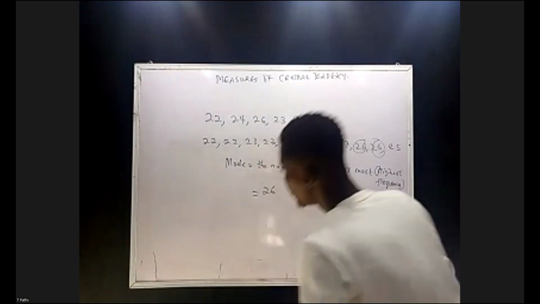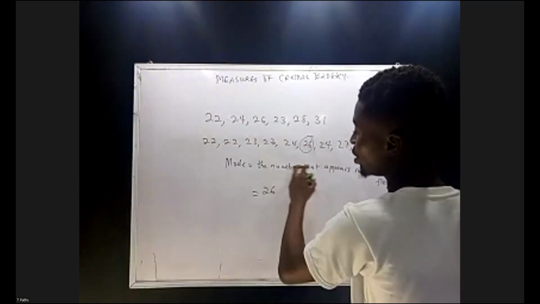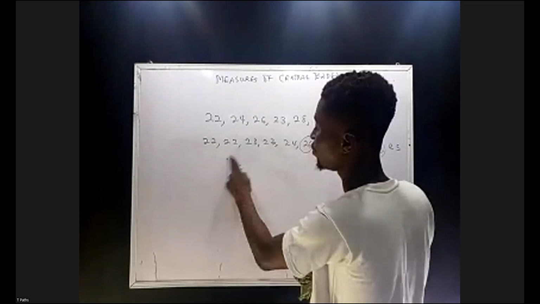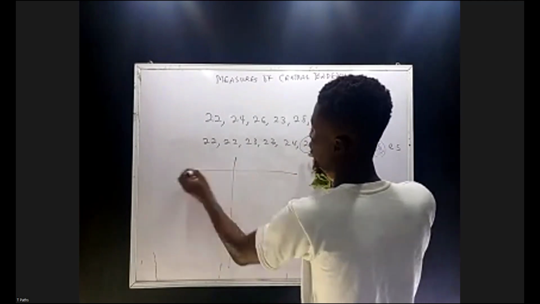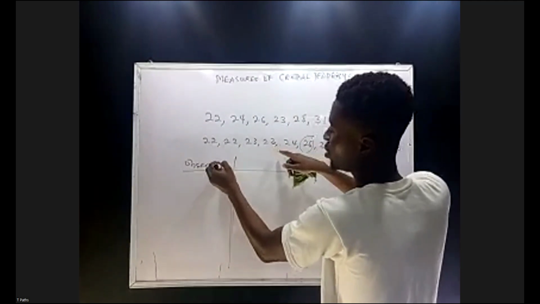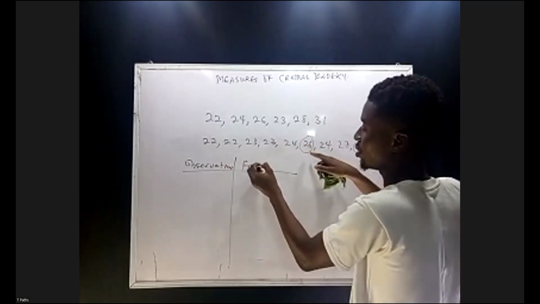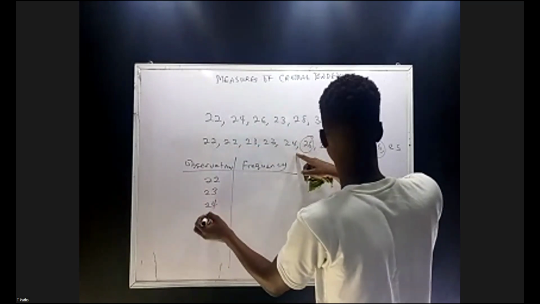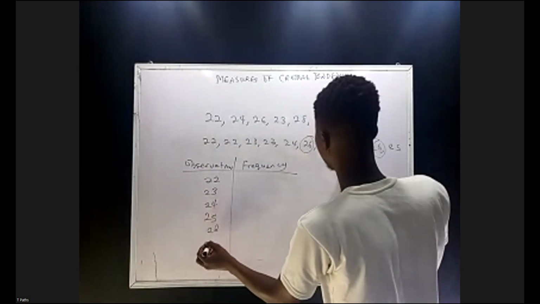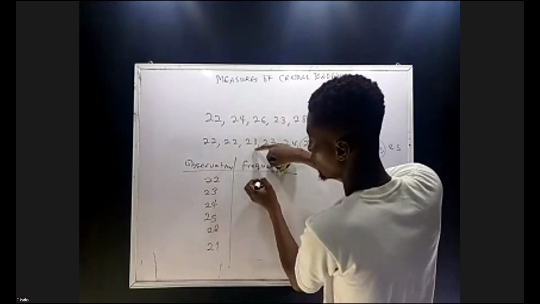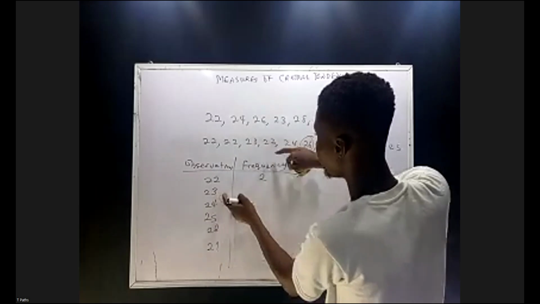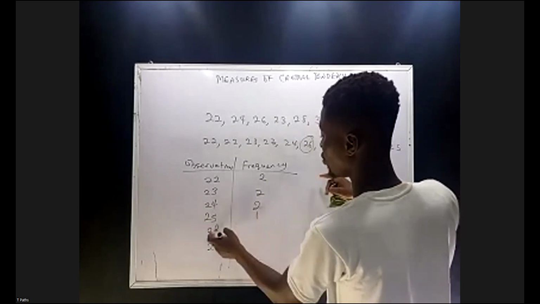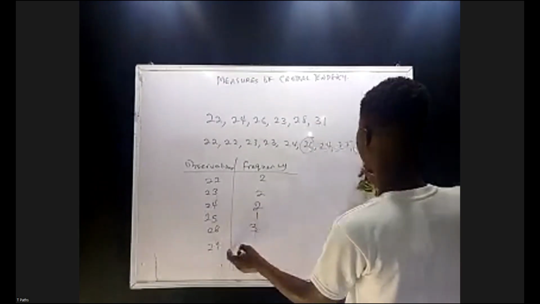Before that, let's look at the one for grouped data. Let's turn this into grouped data. This is my observations, and this is the frequency. Now 22, 23, 24, 25, 26, 27. 22 appears how many times? 2 times. 23 appears 2 times. 24 also 2 times. 25 appears once. 26 appears 3 times. 27 appears once.